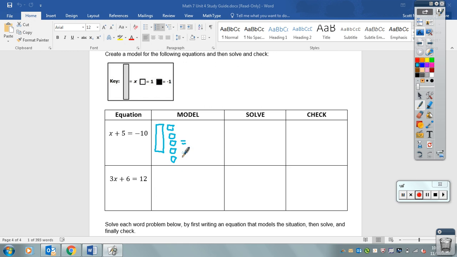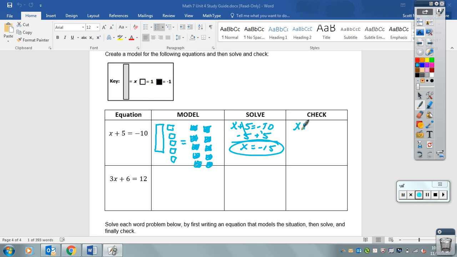An equal sign we do need, now it's 10 negatives, so it's 1, 2, 3, 4, 5. We need 10 of them. 6, 7, 8, 9, 10. How do we solve this? X plus 5 equals negative 10. Minus 5, minus 5. X equals, we don't do subtraction, we do keep, change. They work together, negative 15.